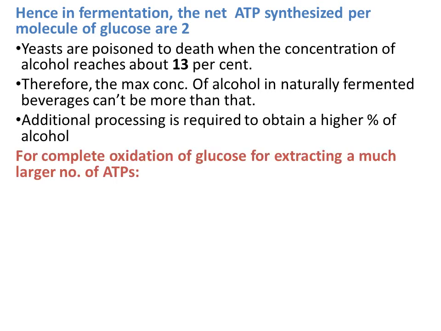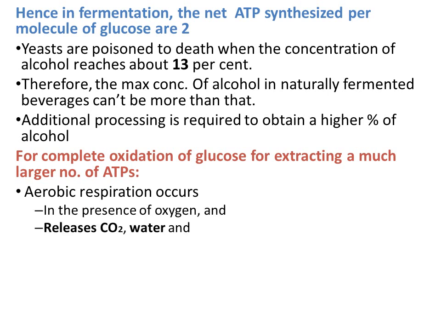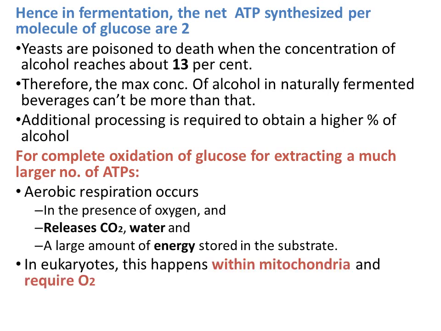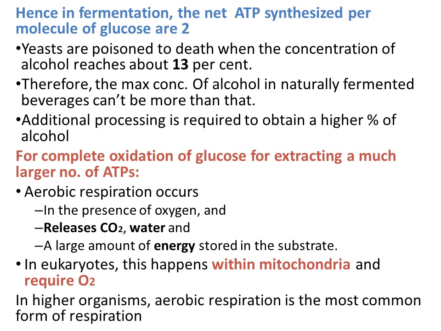For complete oxidation of glucose, so as to extract a much larger number of ATP, aerobic respiration is required. This occurs in the presence of oxygen. The end products are carbon dioxide and water, and the large amount of energy which was stored in the substrate is released and it results in a larger number of ATPs. In eukaryotes, this aerobic respiration happens within mitochondria. So the pyruvic acid that was produced in the cytoplasm needs to go into mitochondria. In higher organisms, aerobic respiration is the most common form of respiration, and the next step in aerobic respiration, that is Krebs cycle, will be dealt with in the next part of the lecture.